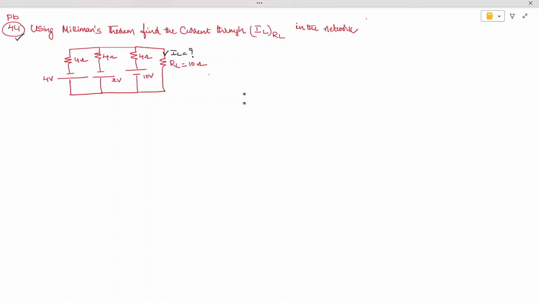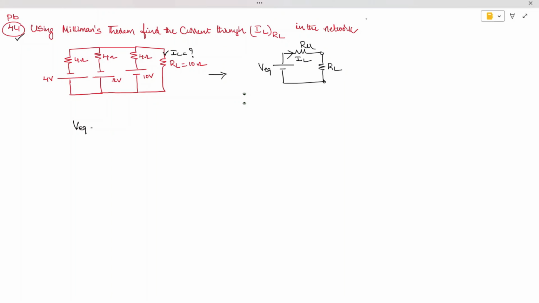We need to reduce this network into a small circuit consisting of a V equivalent. This is the value of V equivalent, and we need one more branch, called R equivalent. Then we insert this resistance RL and find the current IL. So what is the formula we are going to use to find V equivalent? Let's try to do it.